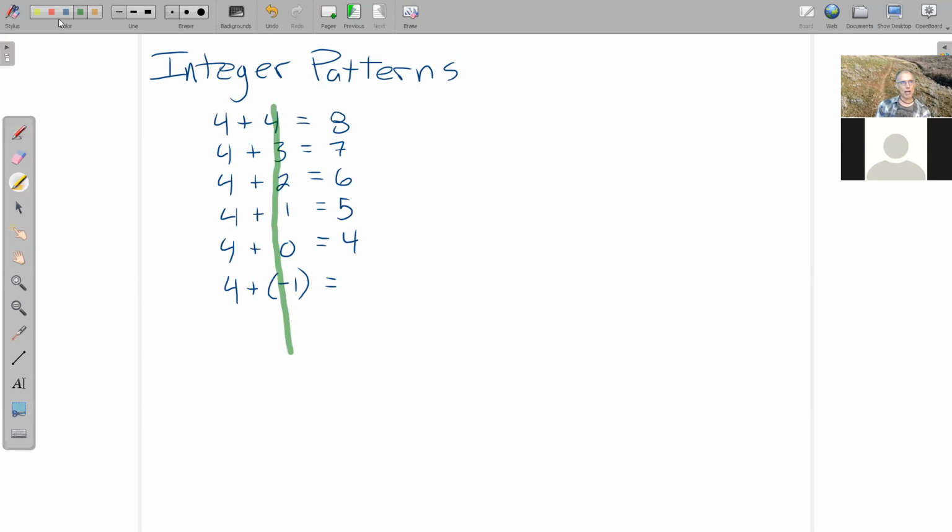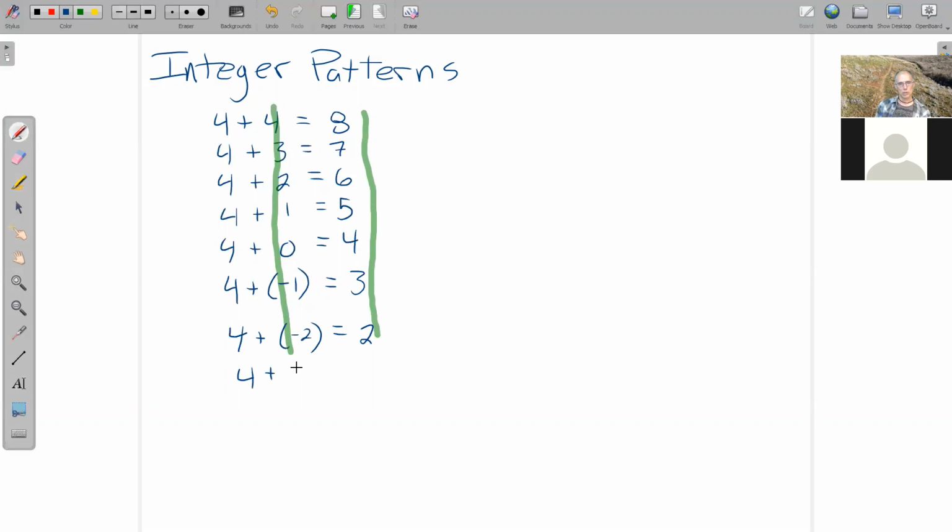And we also have a pattern heading down this column here. 8, 7, 6, 5, 4. The answer should be 3. So we can kind of play around with patterns and say, oh, look, that's a lot like subtraction. And then just put a few more in there for fun. There you go. 4 plus -2 would be the next one. And the answer should be 2 from this pattern. And we can talk about why that makes sense with the kids.